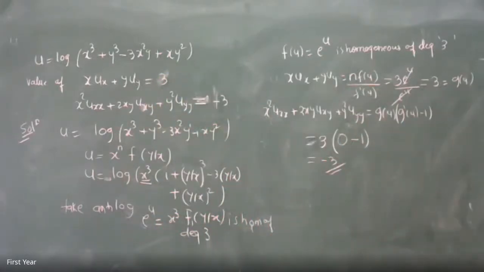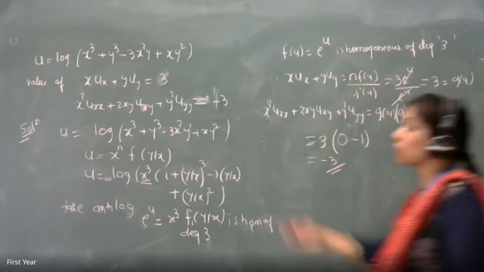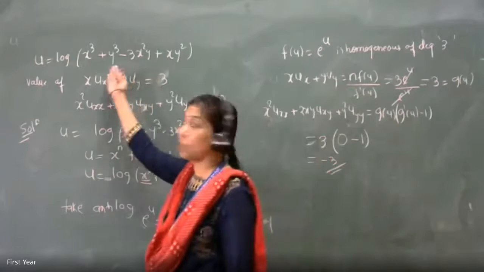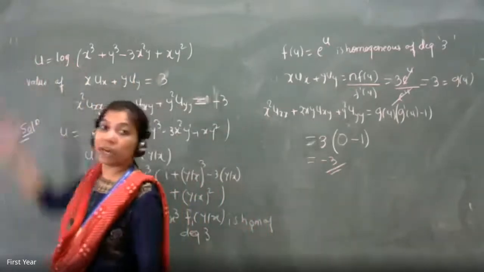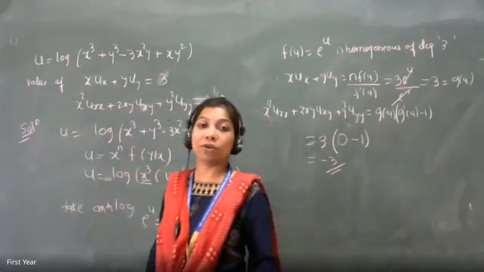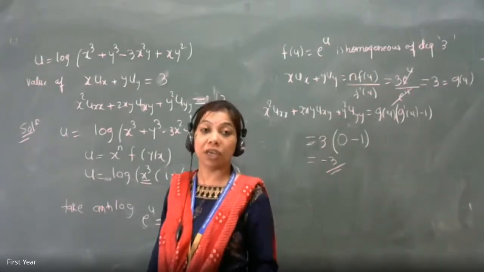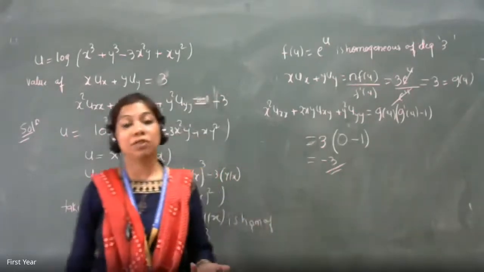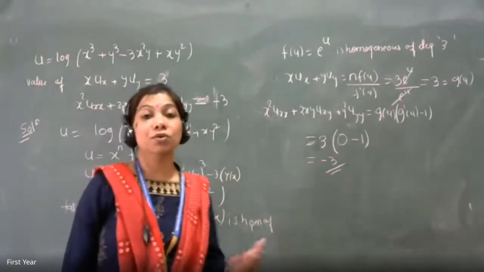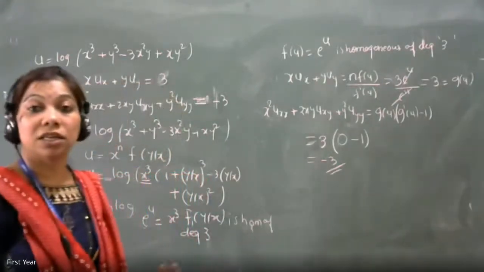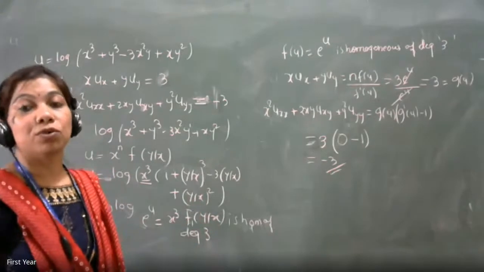Is it okay? Everyone? As simple as that? Yes, ma'am. So now, since I wanted to show you how you get it, I have written all the steps. In your MCQ exam, directly you can see that this is a polynomial of degree 3. I have to take e log on this side, that means I have to take e raised to u. Derivative of e raised to u is e raised to u, it cancels. So value of first order derivative will be 3. Second order derivative of 3 is 0. So 3 into 0 minus 1 is minus 3. That's it. Within 2 lines, you should be able to write down that answer.